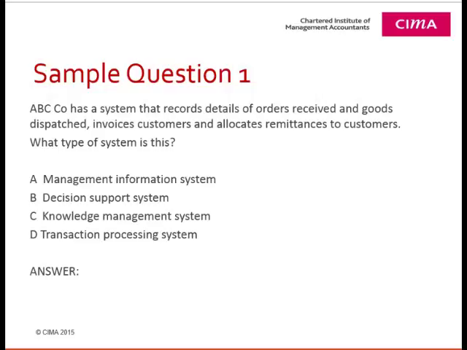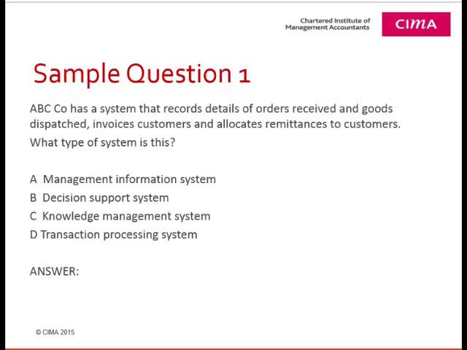Sample question 1. ABC Co. has a system that records details of orders received and goods dispatched, invoices customers, and allocates remittances to customers. What type of system is this? A. Management information system. B. Decision support system. C. Knowledge management system. D. Transaction processing system. So even a casual reading of the question will highlight that the word system is a key word. It's used in the initial statement that describes the system, it's used in the question, and it's used in each of the choices.